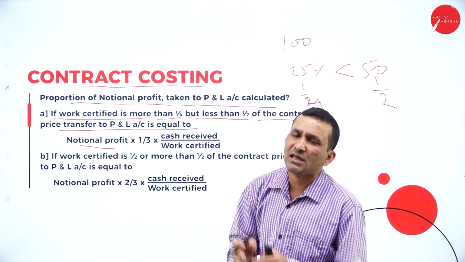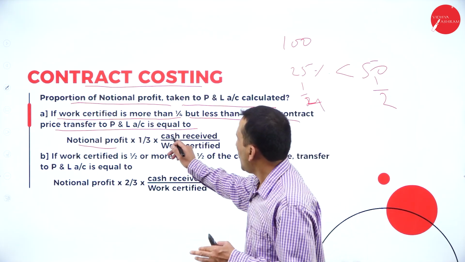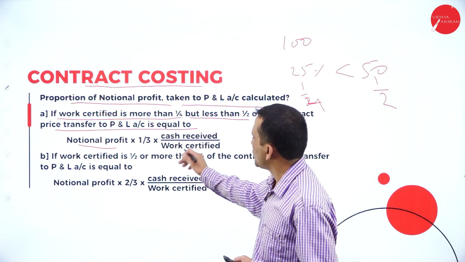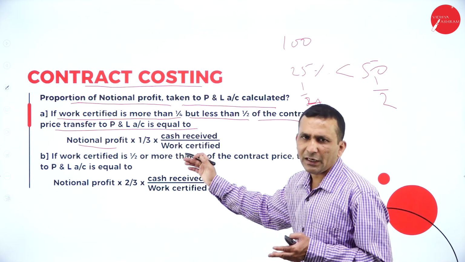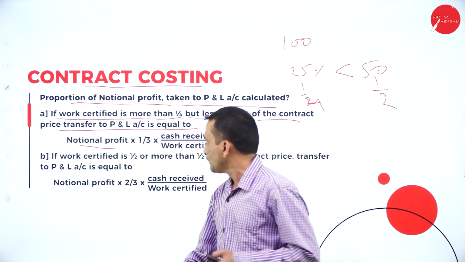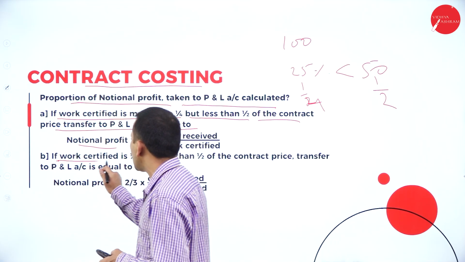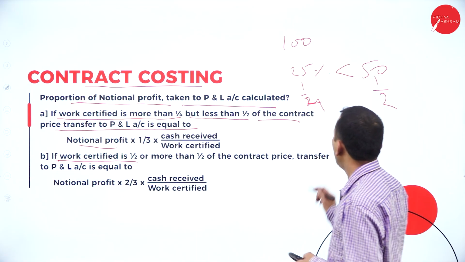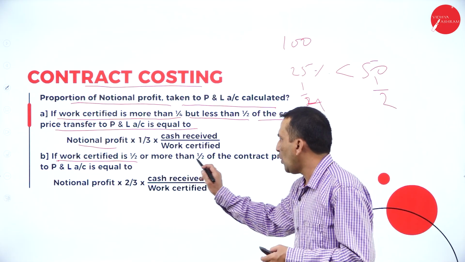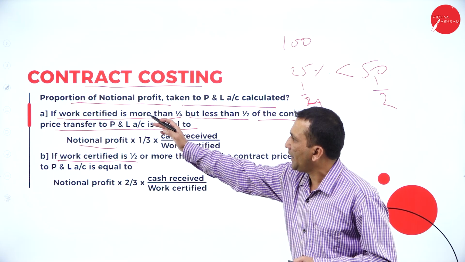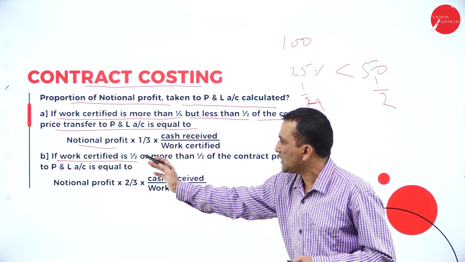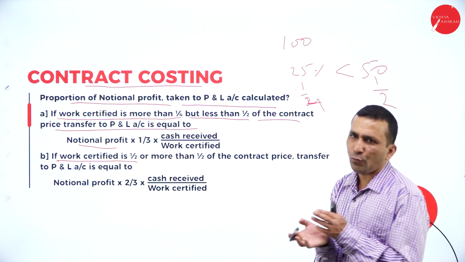because the work is assigned, the contract is assigned work to the contractor. So actually, what exactly is the cash received divided by work certified. The work certified we can get to know with the help of the question. Second condition: if the work certified is 1/2, or more than 1/2, there are two situations. One is work certified 1/4, and one is work certified 1/2 or more than 1/2.